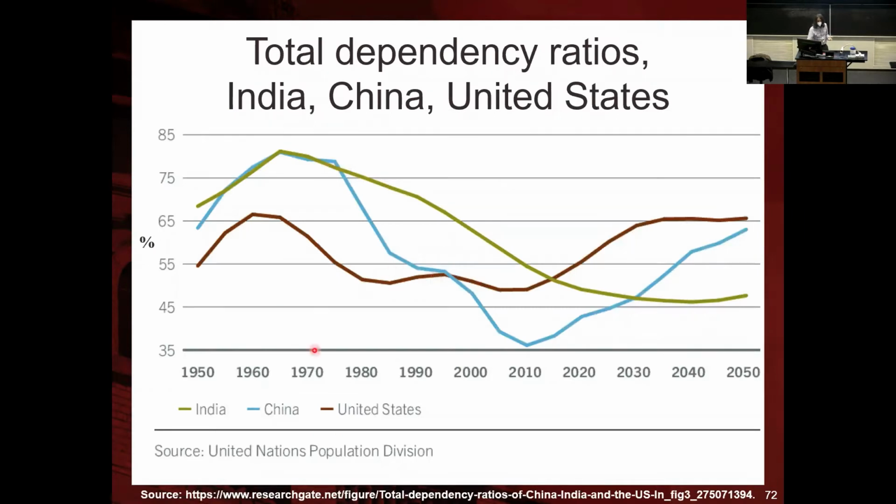Another example, the total dependency ratios for India, China, and the US. We get the number of children and the number of older people, add them, put them in the numerator, and divide by the working age population. And we get these trends here for India, China, and the US between 1950 and 2050. Of course, 2050, because we are relying on the projections from the United Nations.